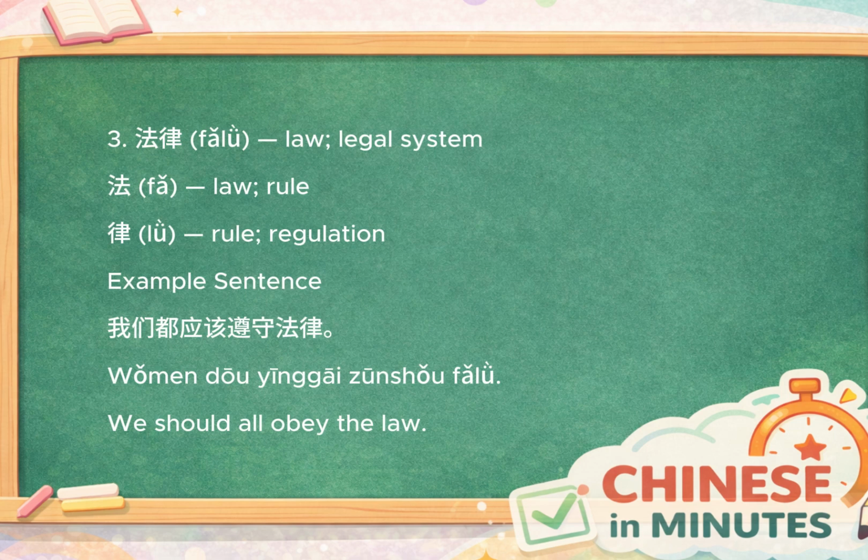3. 法律, law, legal system. 法律 is made up of fa, meaning law or rule, and lü, which also carries the idea of a rule or regulation. Together, 法律 means law or the legal system. Here, fa is no longer simply a method. It refers to rules that society is expected to follow. For example, 我们都应该遵守法律。We should all obey the law. A simple image to remember 法律 is a big book full of rules telling people what they can and cannot do.